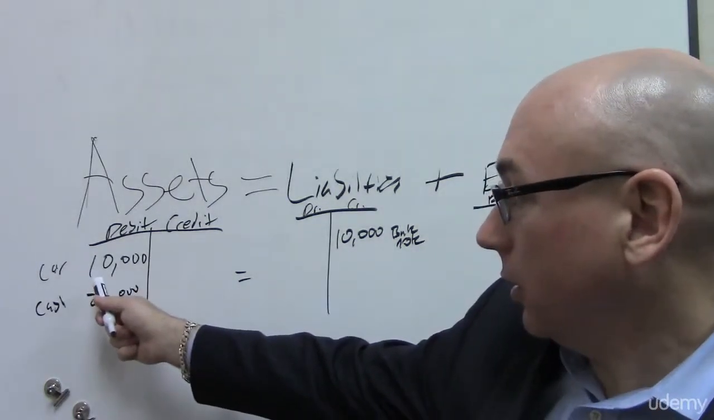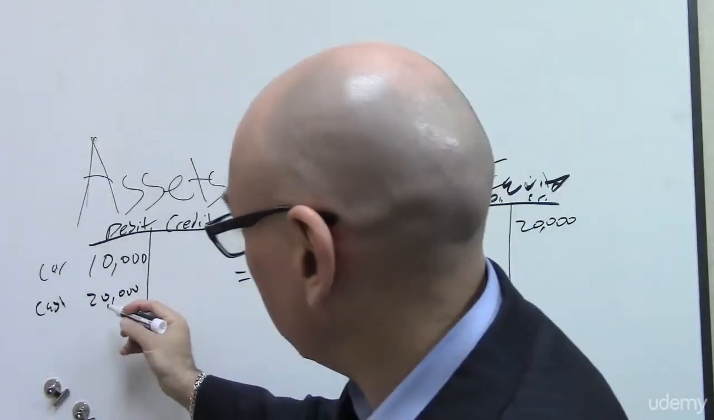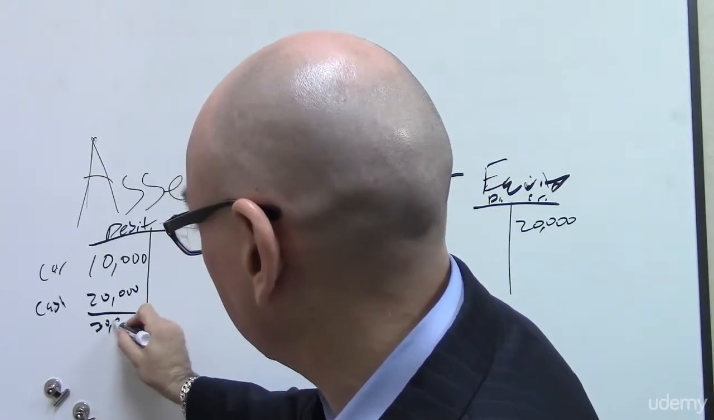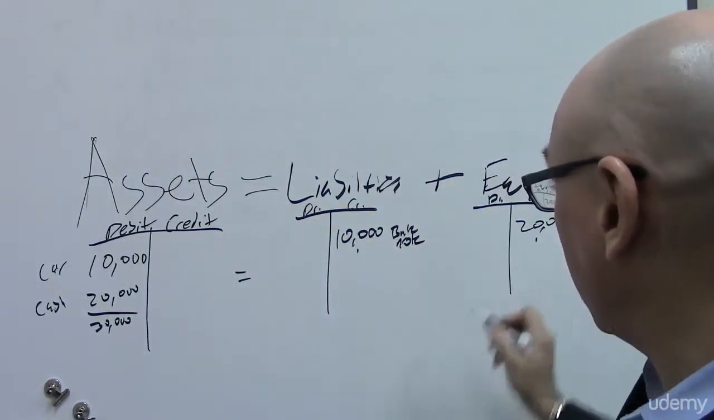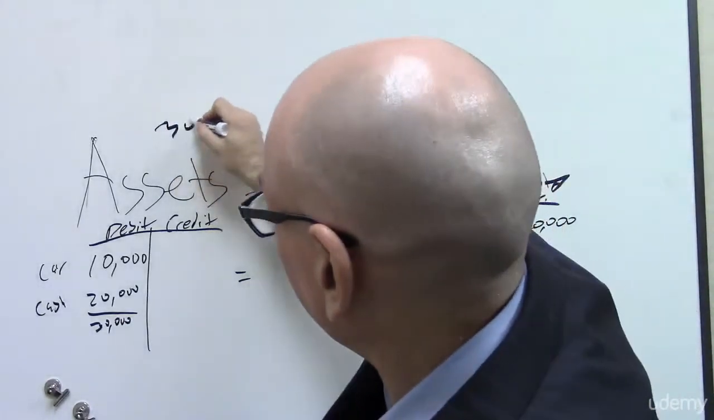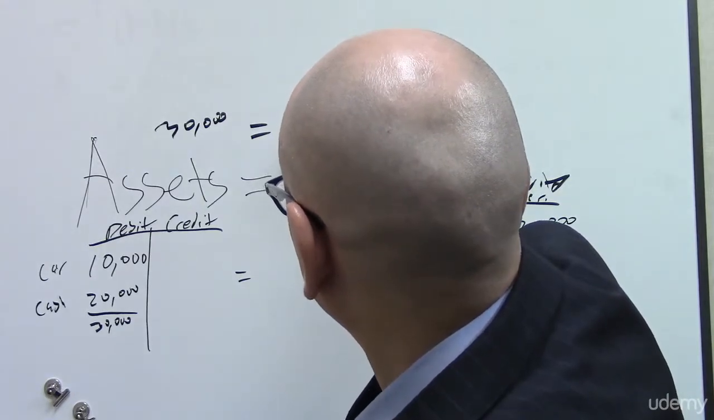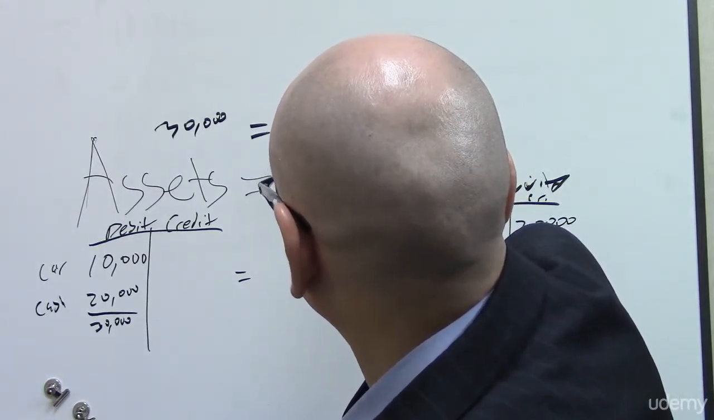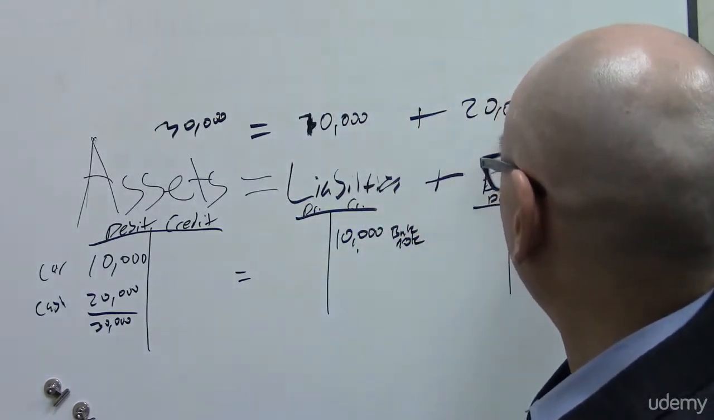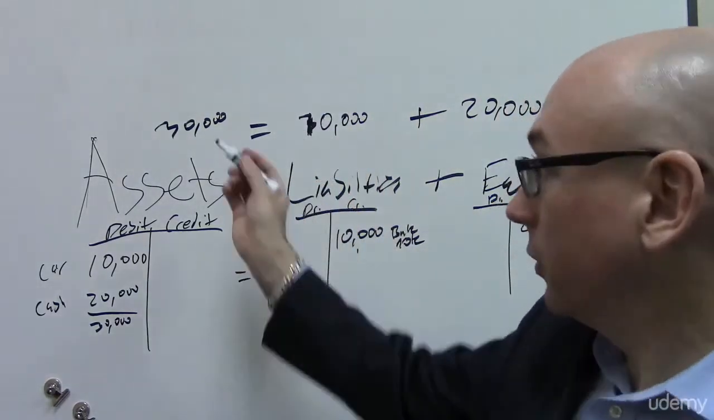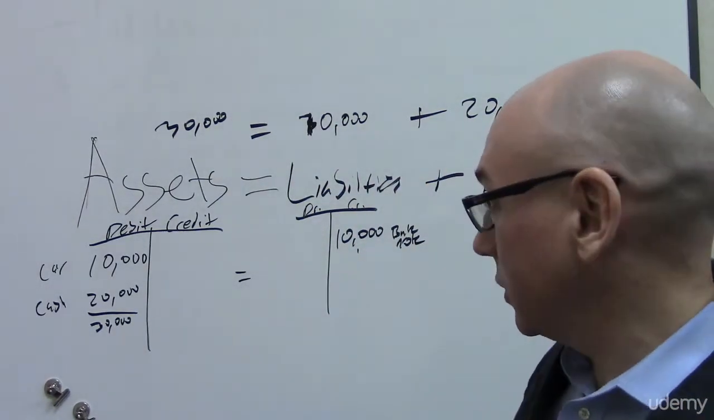We have this car and this cash. So right now we have $30,000 in assets. We have $10,000 in liabilities and $20,000 in equity. So $30,000 equals $10,000 plus $20,000. It balances. That's all there is to it.